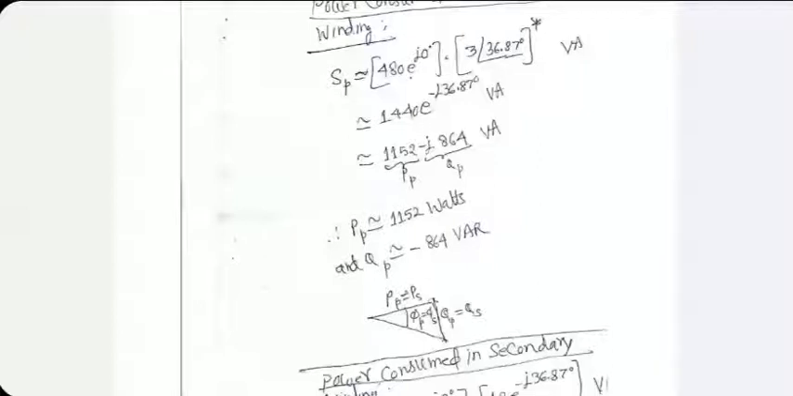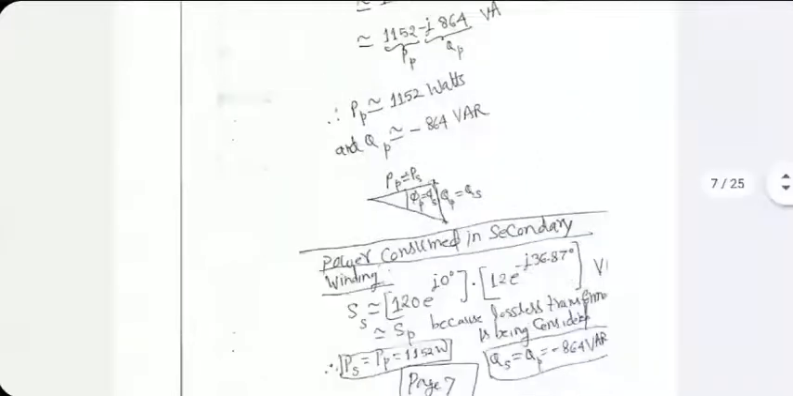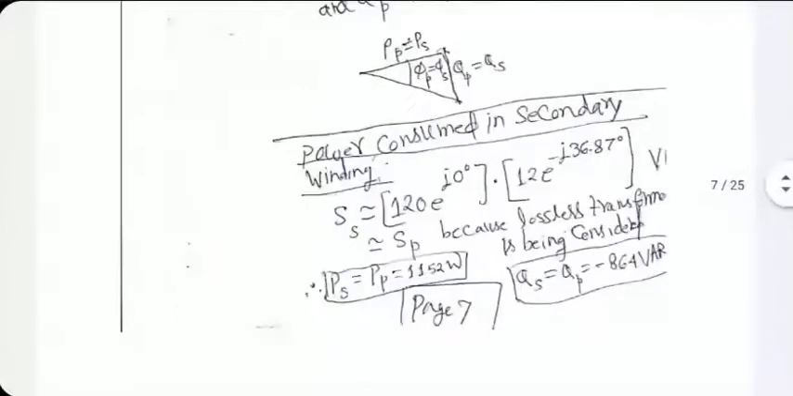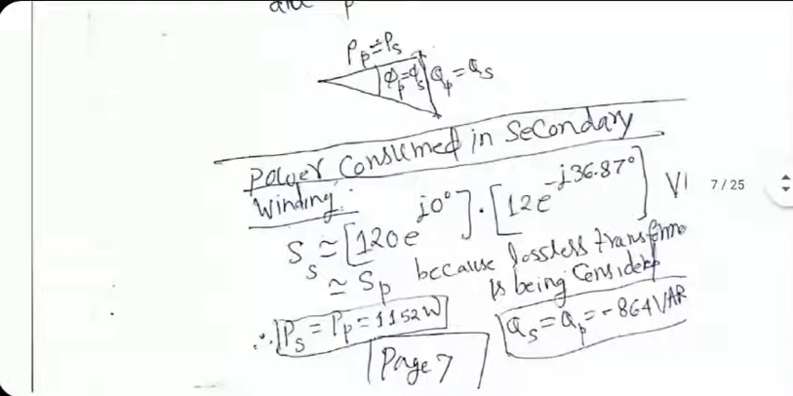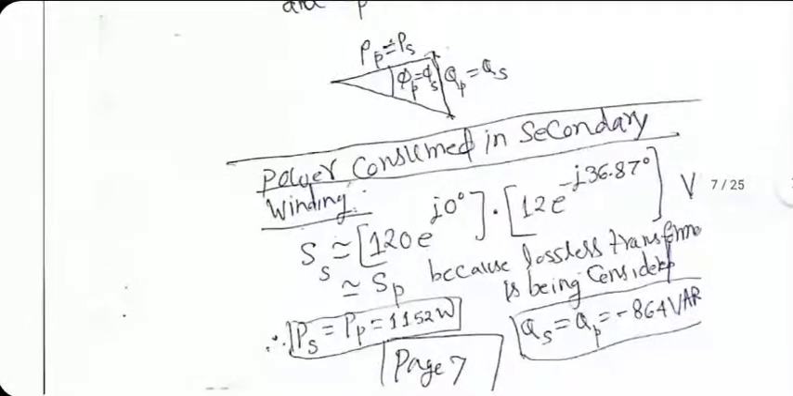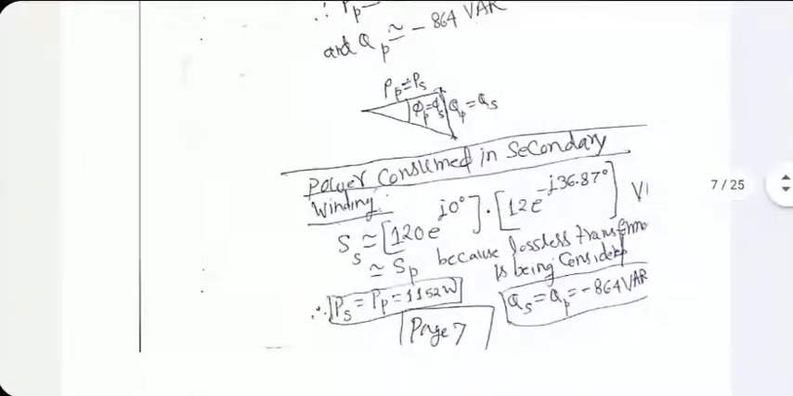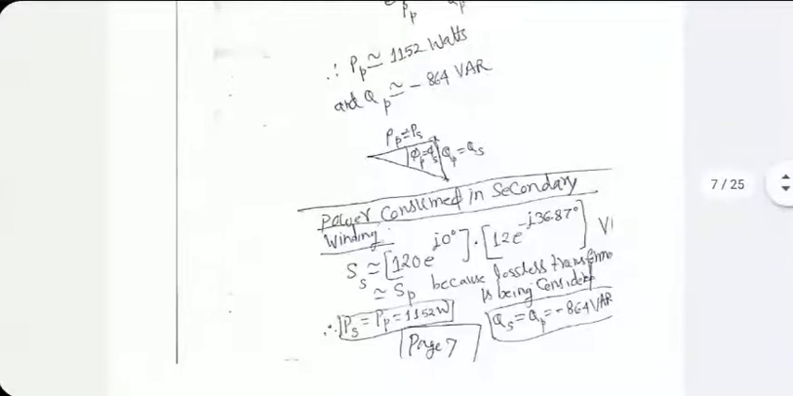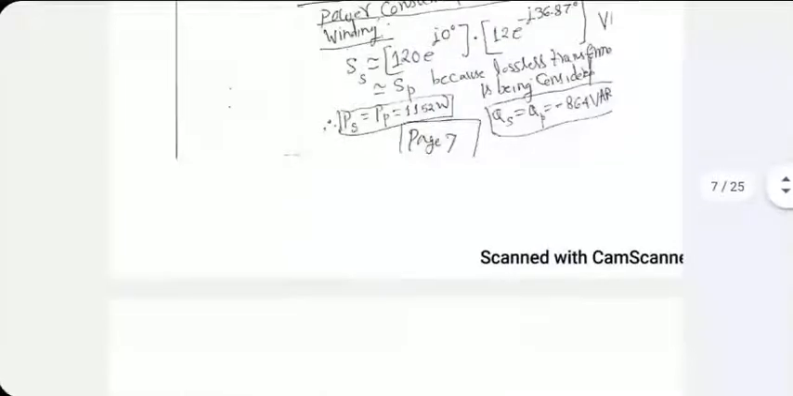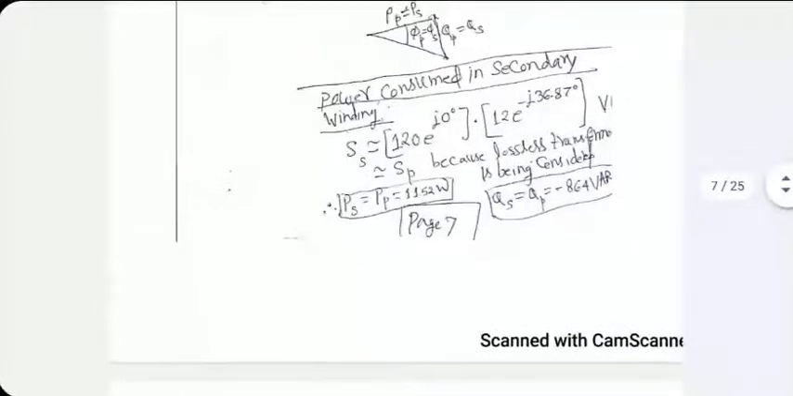Now for the secondary, the same thing has to be done. And because it's a lossless case, we see that SP and SS are exactly the same. So PS will be the same as PP and QS will also be the same as QP because it's a lossless case. Efficiency, of course, will be 100%.